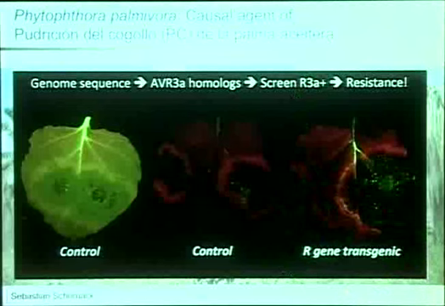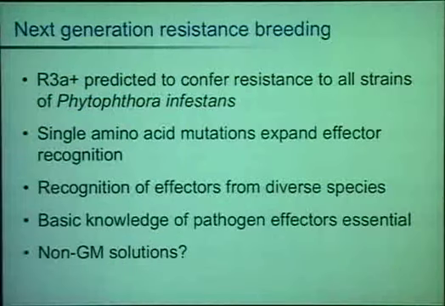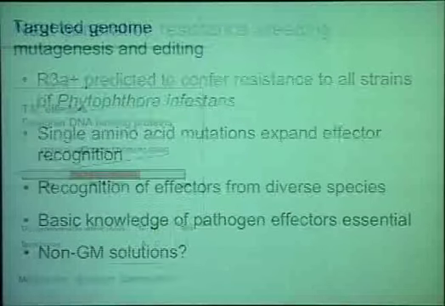And now we're looking at which combination of our genes can give us the widest spectrum of recognition to engineer full resistance against this nasty pathogen. So I'm calling this next generation resistance breeding, because the idea here is that we are exploiting knowledge about the pathogen biology and effector biology to engineer new resistance specificities. What I like, of course, is that this stems from basic research, from basic knowledge on the effector. And one potential consequence is that we could consider non-GM solutions.